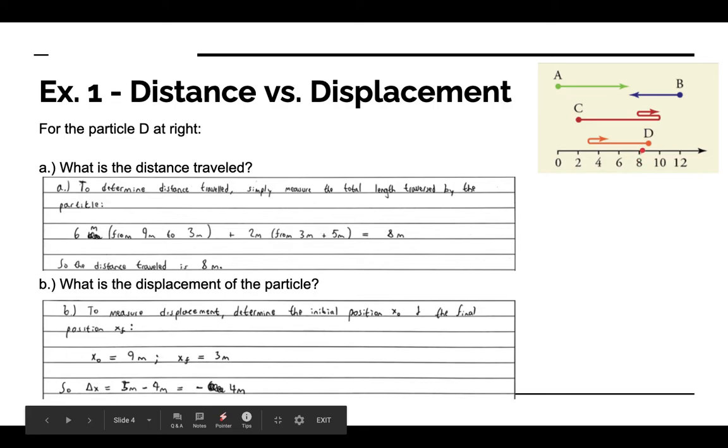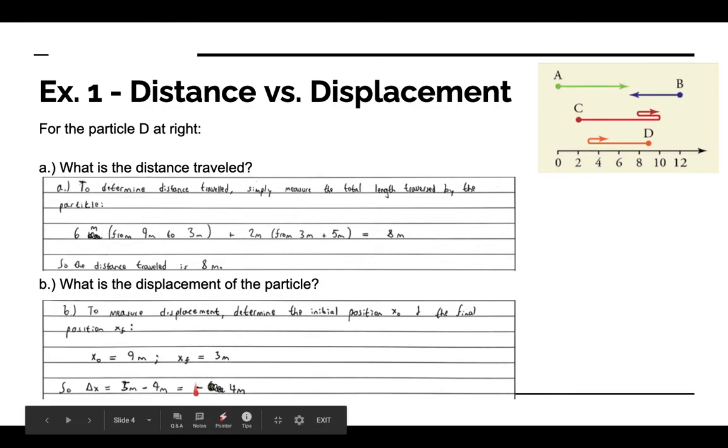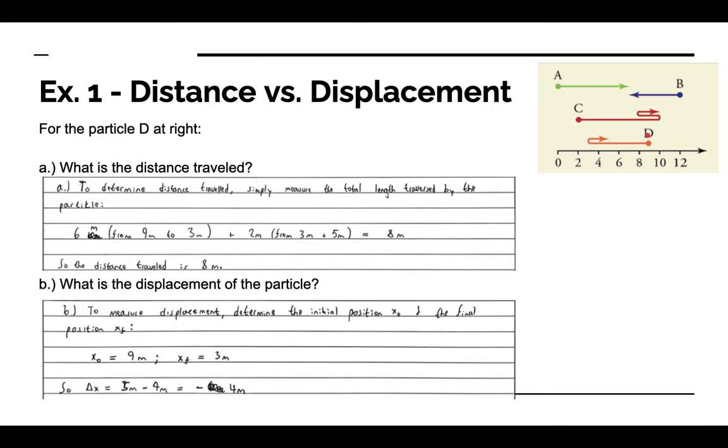So we can see that our object has ended up 4 meters to the left. The negative tells us that our object is headed to the left, and 4 meters tells us that it's 4 meters from its original spot. And we can see that right here on a number line. If we look, we start at 9, and we end at 5, so that's a change of position of 4 meters, and we ended up to the left of our original location, so our displacement should be negative.